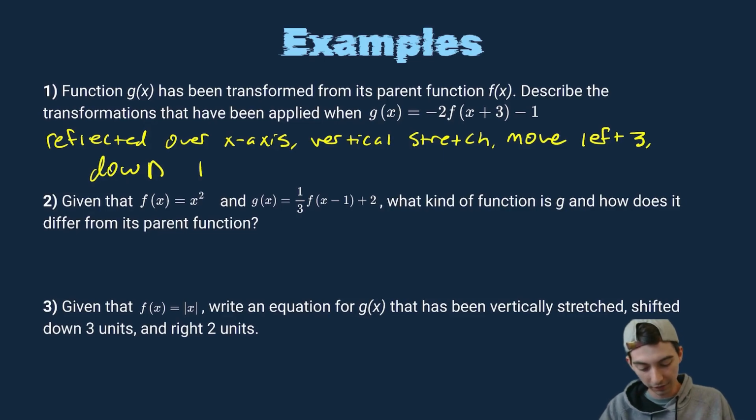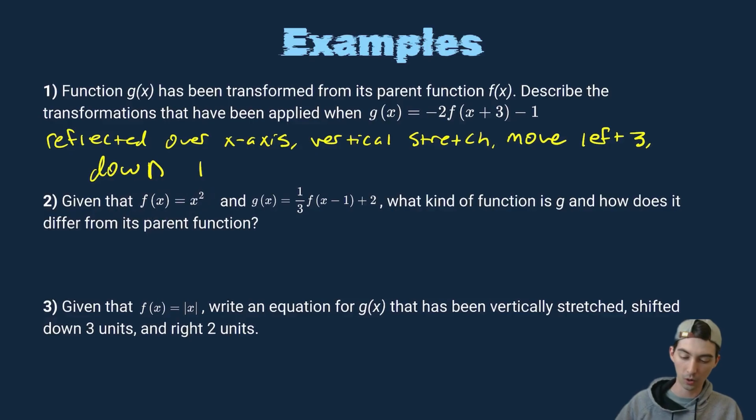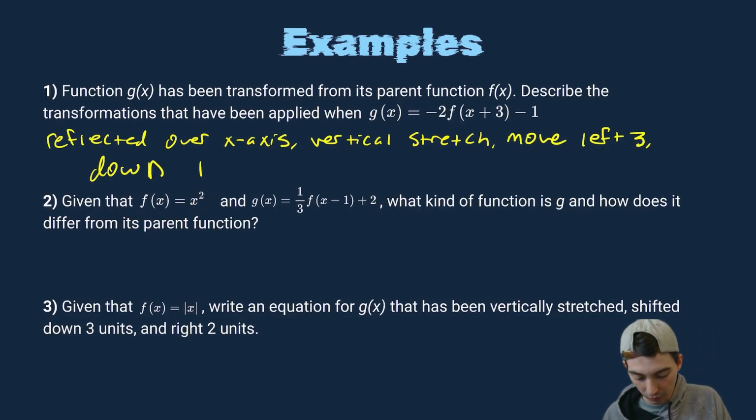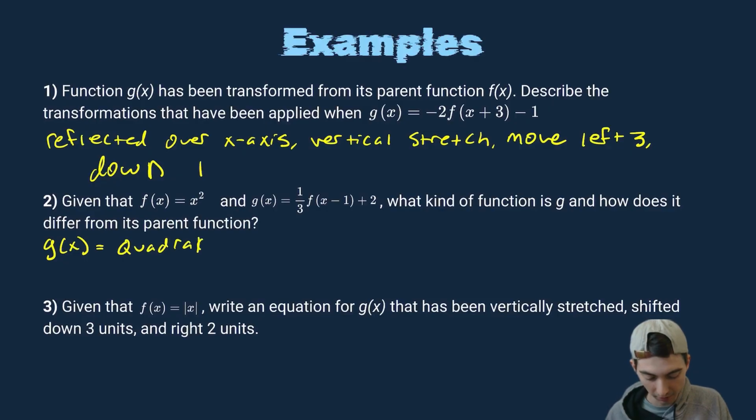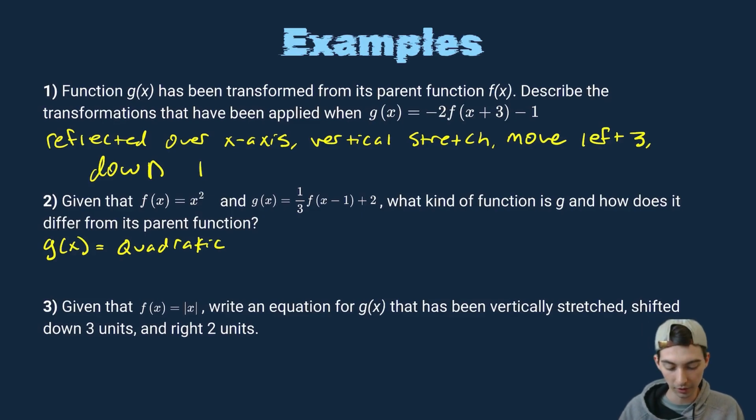Question 2. Now that we're given f of x is x squared, so this is our quadratic parent function. G of x is this. So what kind of function is g, and how does it differ from the parent function? Well, this is pretty much the same question. So first, we're told what kind of function f of x is. It's a quadratic. So g of x is also going to be a quadratic parent function.